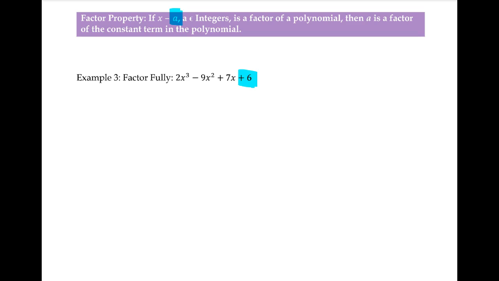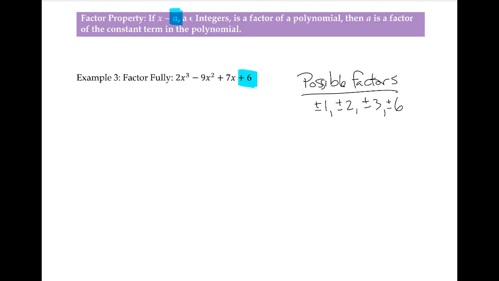So that means that all my possible options include plus or minus 1, plus or minus 2, plus or minus 3, and plus or minus 6, based on the fact that my constant is 6 at the end of this. So from there, I can try and figure this out. I'm going to use synthetic division just because that gives me all the pieces to work with, not just telling me if it is or isn't a factor. So that's just my personal preference.